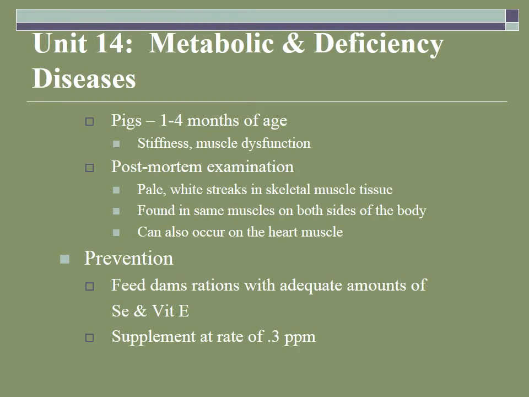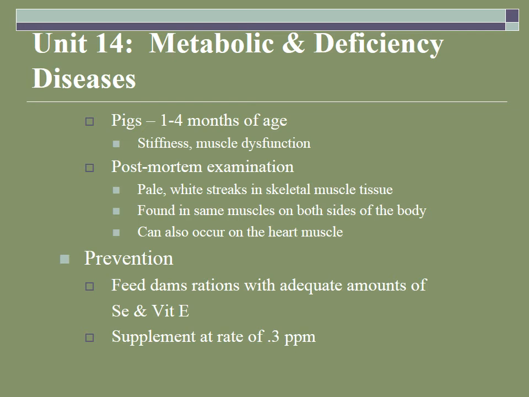But what's going on is much higher effectiveness in the muscle itself. Pigs, you'll see a lot of different things here, but when you look at the post-mortem examination, you'll actually find pale white streaks in the skeletal muscle tissue. Actually, the muscle will kind of turn white and real fibrous instead of flexible and stretchy. It'll become real fibrous and painful for that animal, which can occur all the way into the heart muscle if left untreated. So prevention, make sure that we're feeding adequate amounts of selenium and vitamin E.